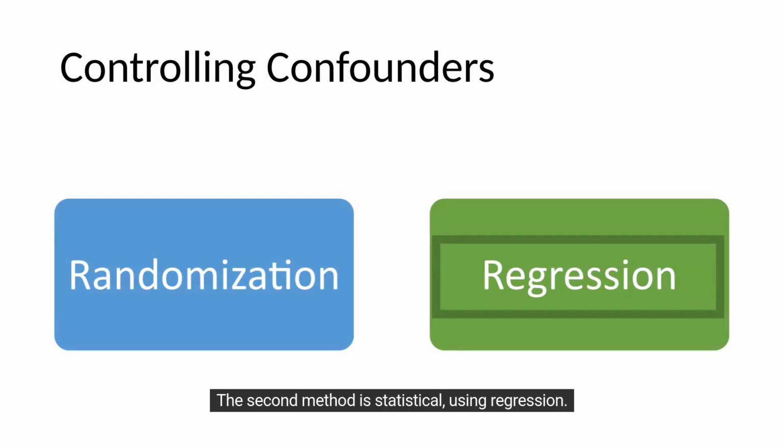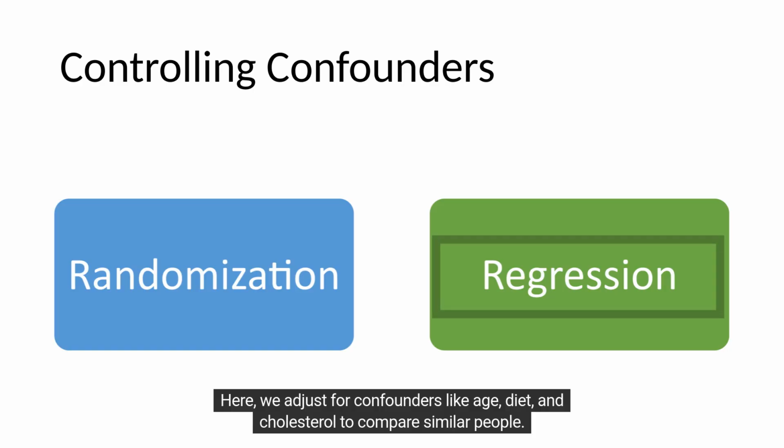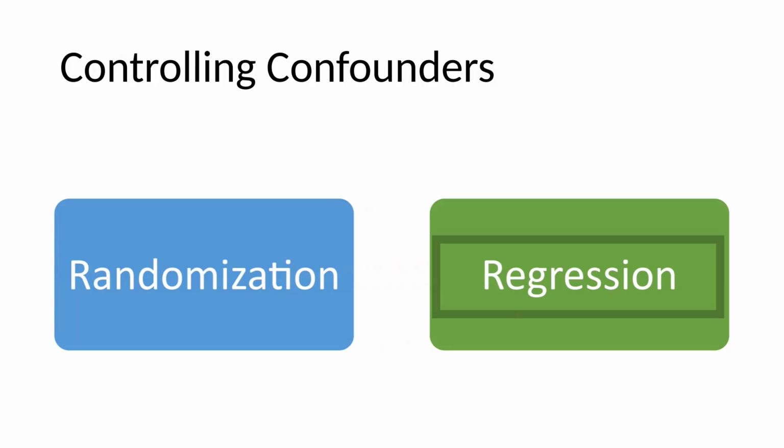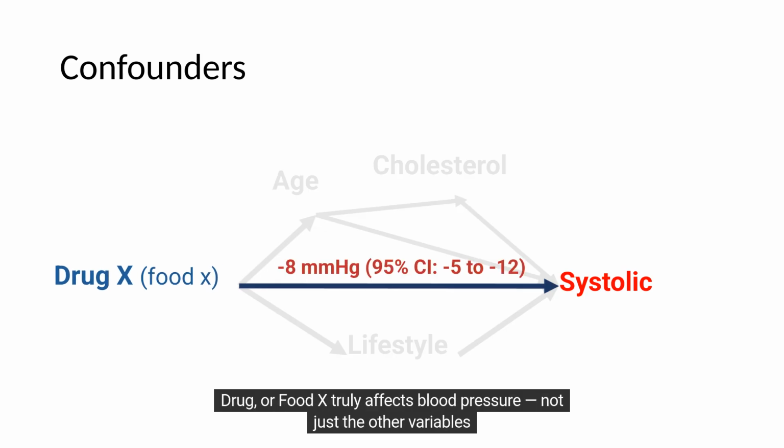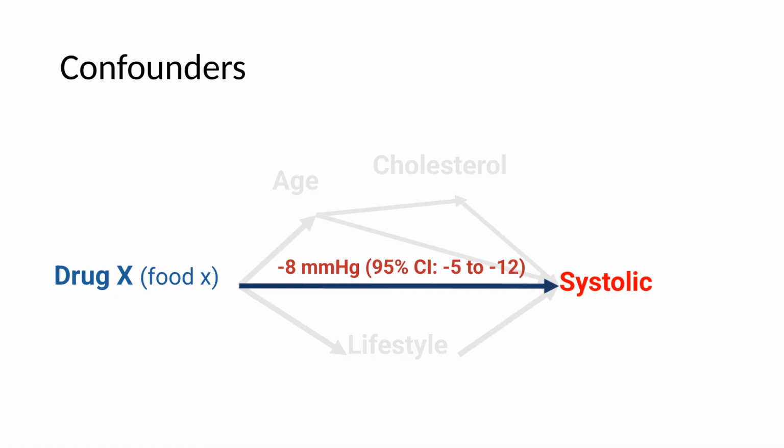The second method is statistical, using regression. Here we adjust for confounders like age, diet, and cholesterol to compare similar people. If after controlling for all these factors, the difference still remains, we can say with more confidence that drug or food X truly affects blood pressure, not just the other variables.